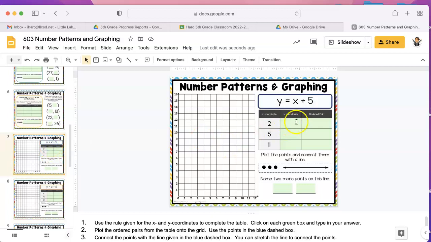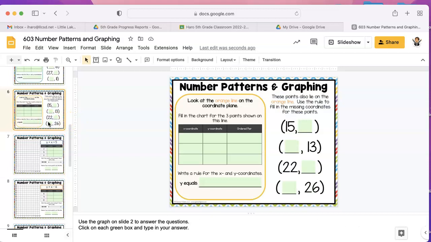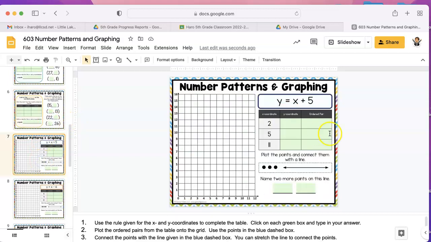So this already gives you the rule for the coordinate pairs. It looks here that they already give you the x coordinates. So we just have to solve using this formula, using this rule. All we have to do is just plug in the x for this variable. And then that'll give you your y coordinates.